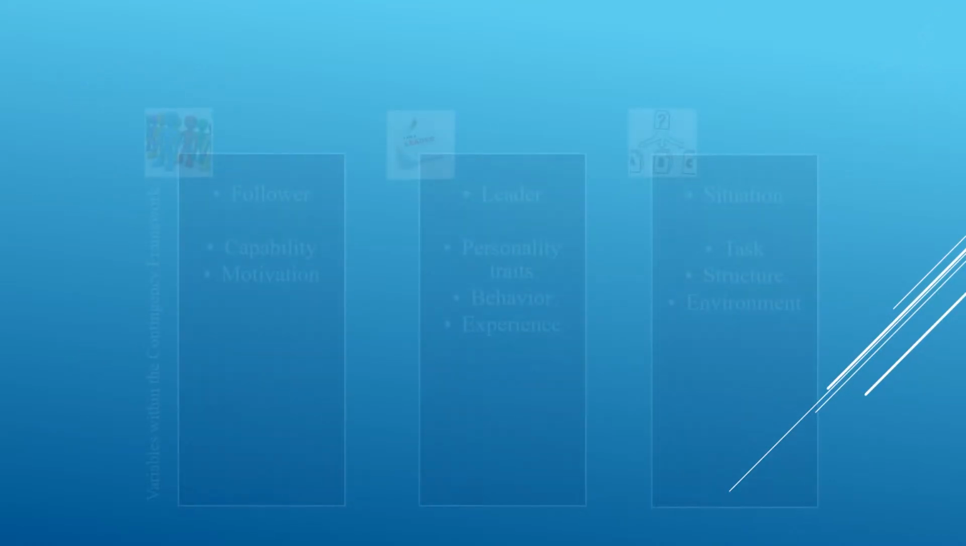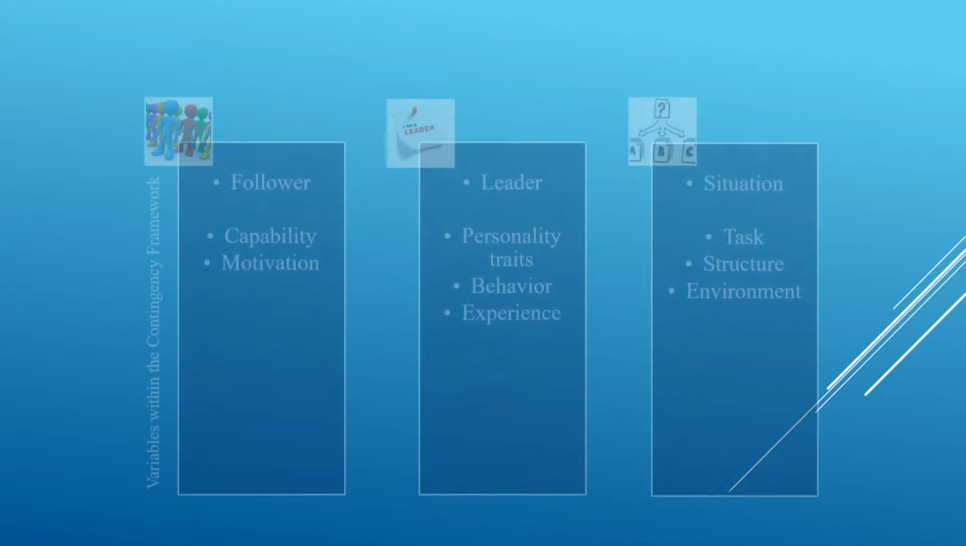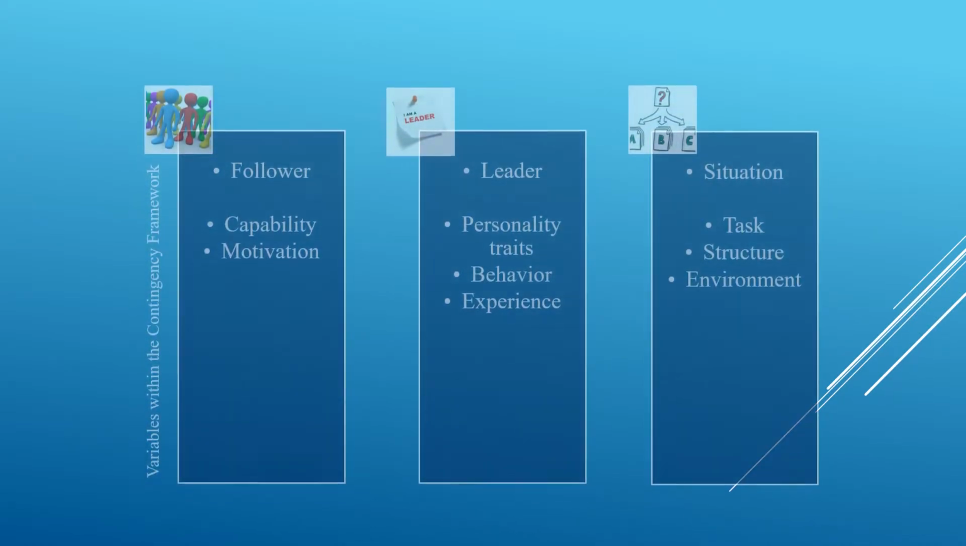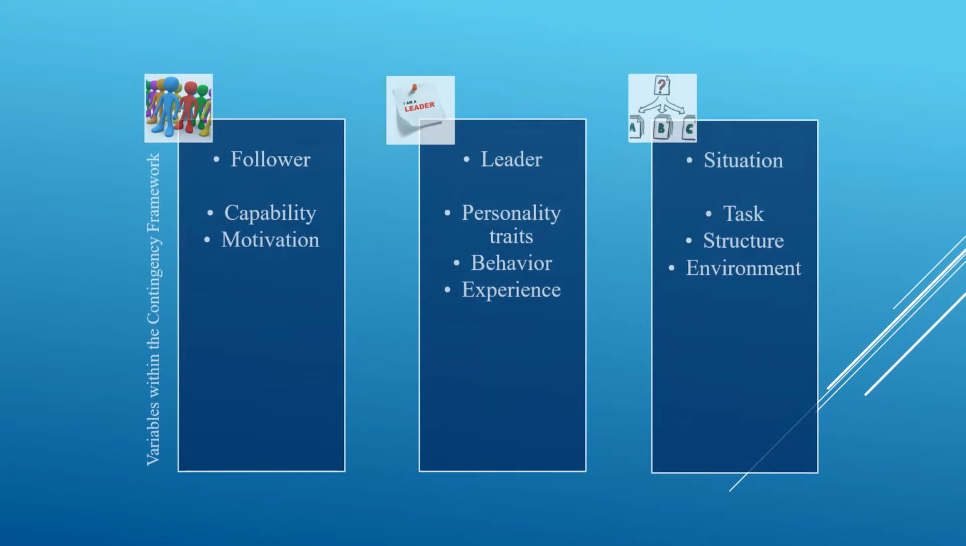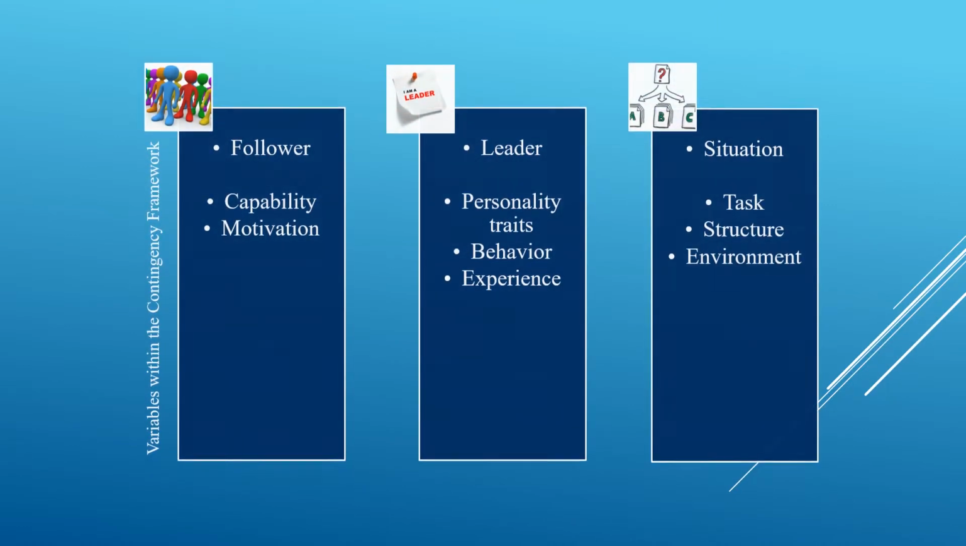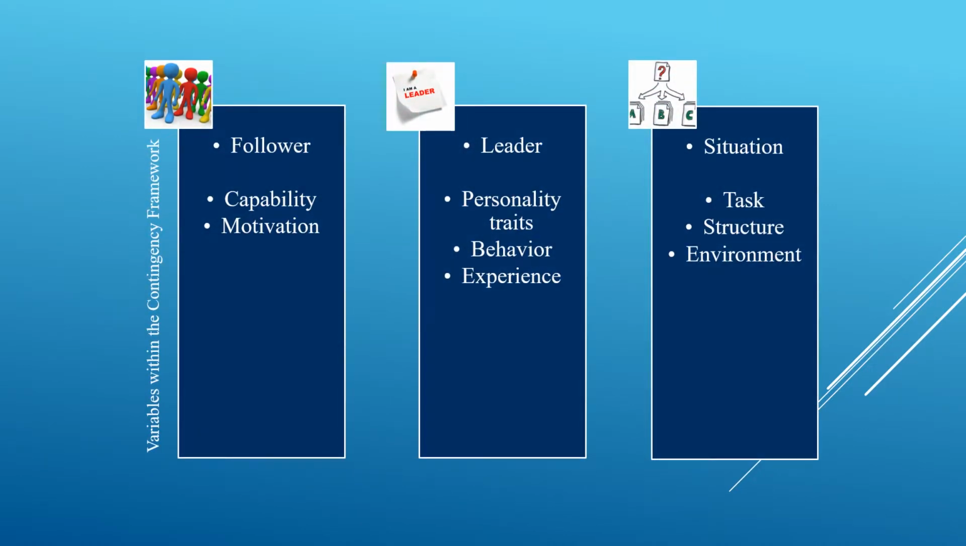As Lussier and Achua from Leadership Theory, Application, and Skill Development have stated, contingency leadership theories are dependent on 3 variables: the followers, the leader, and the situation. To determine which leadership style would be more effective, one needs to study the capabilities and motivation of their followers in the organization. Next, the leader needs to have a self-awareness of their personality, behavior, and expertise.